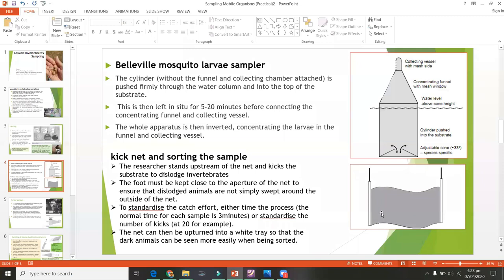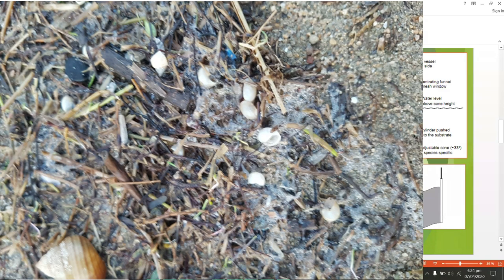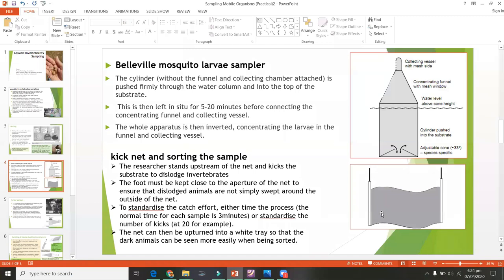So such types of nets which we use to collect the attached macroinvertebrates are known as screens, or you can say kick nets. We have to standardize the effort for catching such invertebrates. If we sample at one place for 3 minutes, definitely we have to apply the same interval on the other side. So at one side, suppose we make 20 efforts for the collection of attached macroinvertebrates, definitely we have to repeat it on the other side.